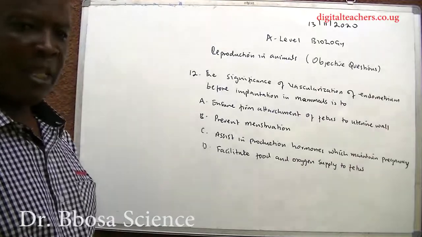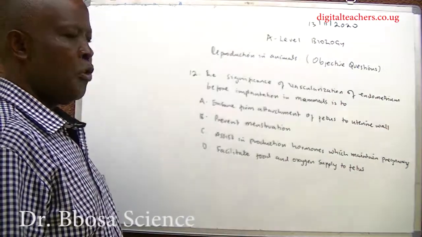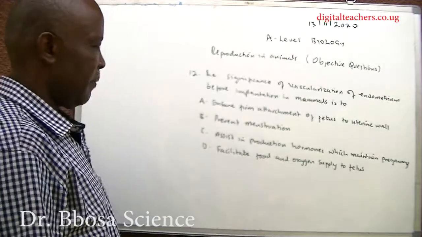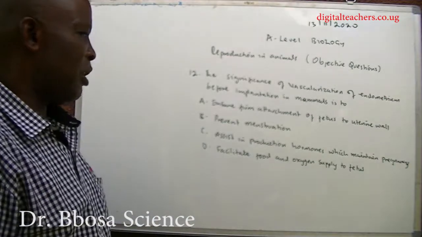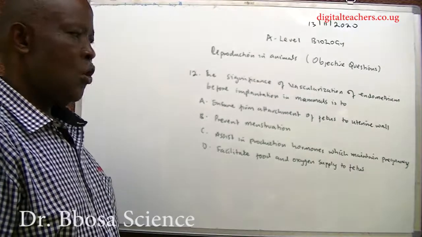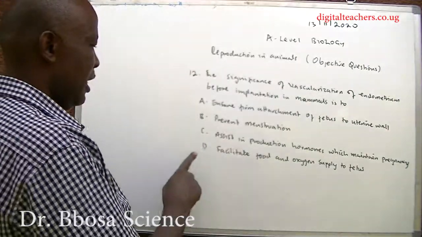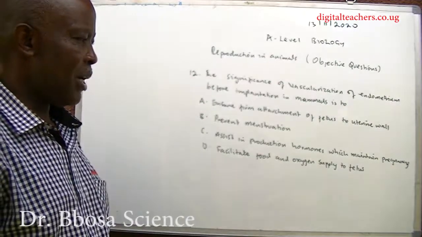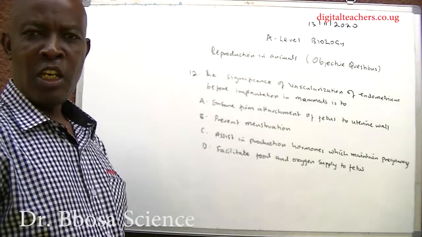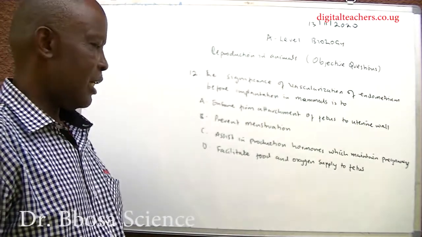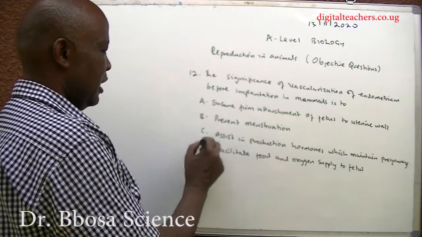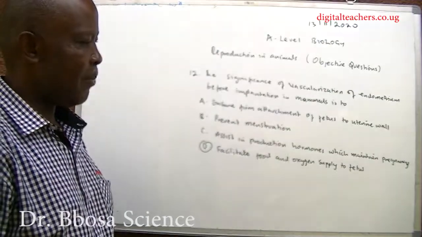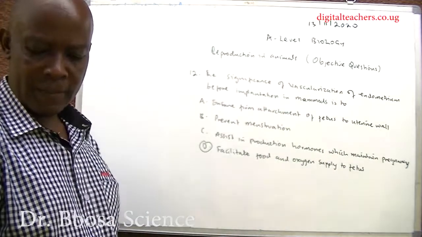Number 12, the significance of vascularization of endometrium before implantation in mammals is to A. Ensure firm attachment of the fetus to uterine wall. B. Prevent menstruation. C. Assist in production of hormones which maintain pregnancy. D. Facilitate food and oxygen supply to the fetus. You can pause and answer. The answer is D. Facilitate food and oxygen supply to the fetus.